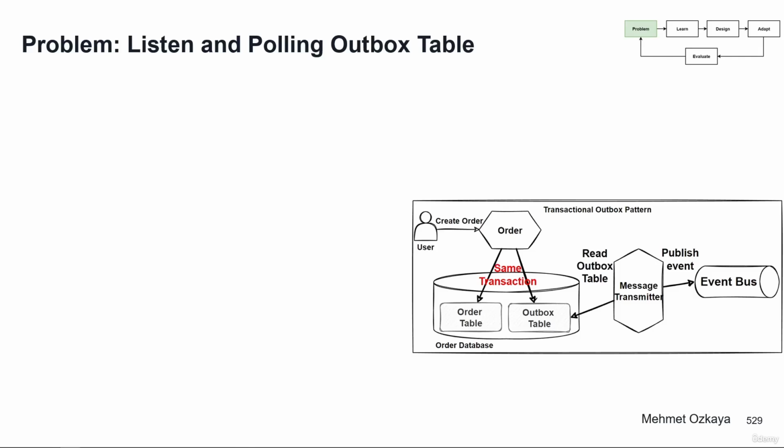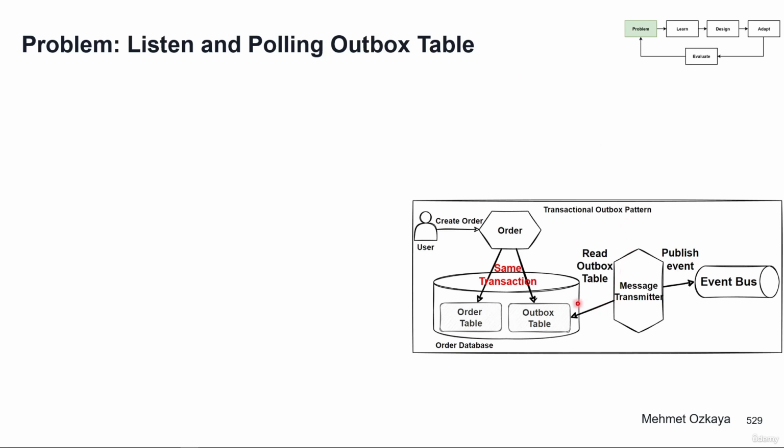In this video, we are going to focus on a problem. When we applied the transactional outbox pattern, new problems occurred. So what is the problem with the transactional outbox pattern? As you can see on the slide, listening to and polling the outbox table is a problem for our current architecture.